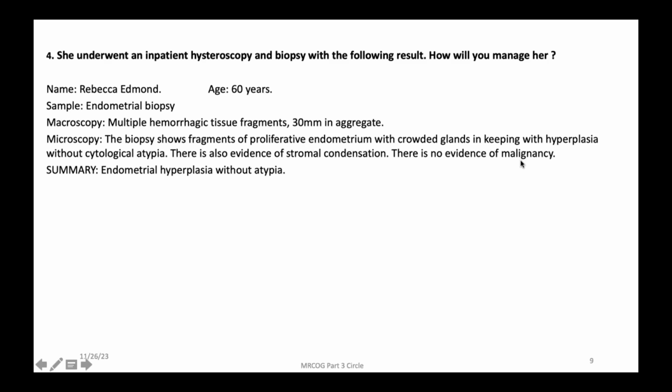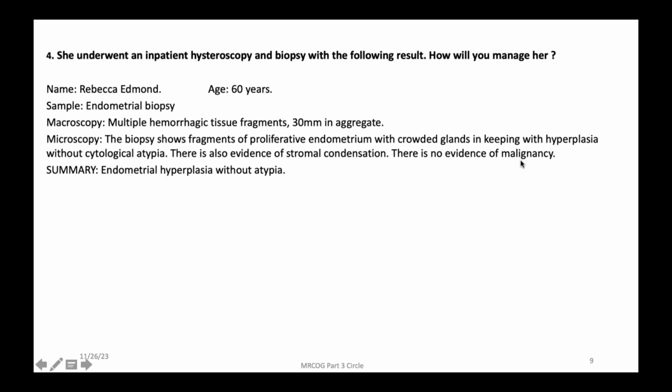So the patient underwent an inpatient hysteroscopy and biopsy. This is the result. Now again, it's the same result that was there for the counseling station that we did first. It shows endometrial hyperplasia without atypia. So let's just connect the dots together and the relevant points that you would need to cover in your management plan. Because when you answer this last question regarding your management plan, you will be marked on your applied clinical knowledge, on your patient safety and communication with colleagues.